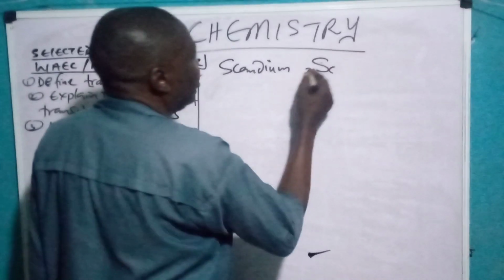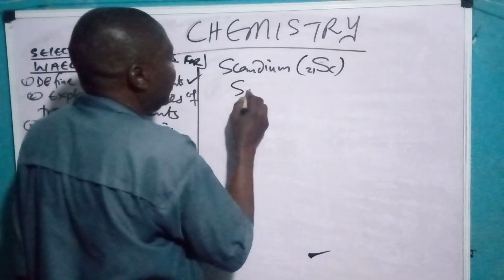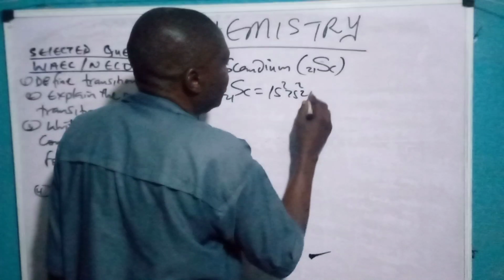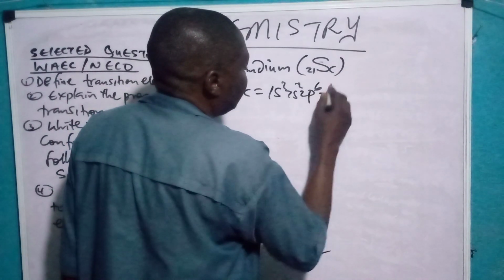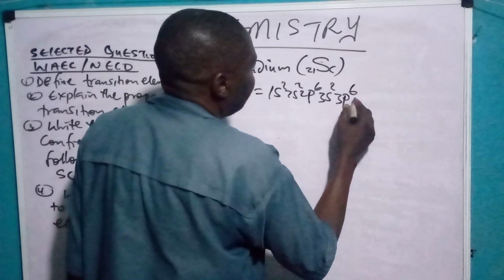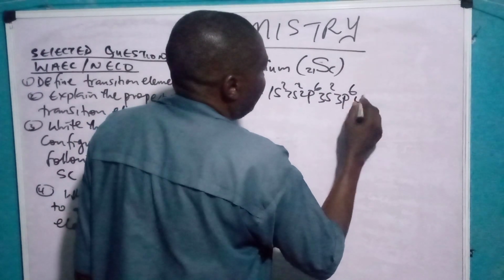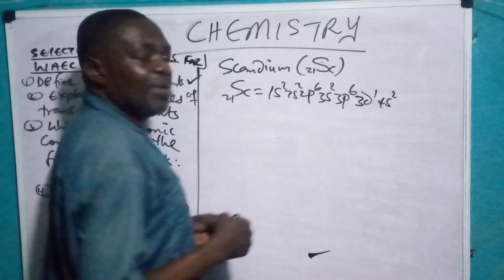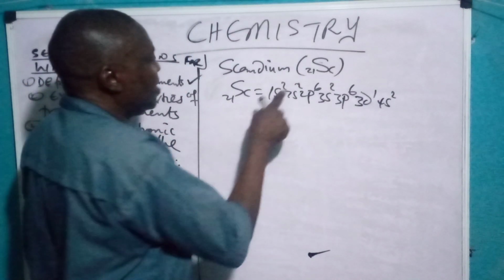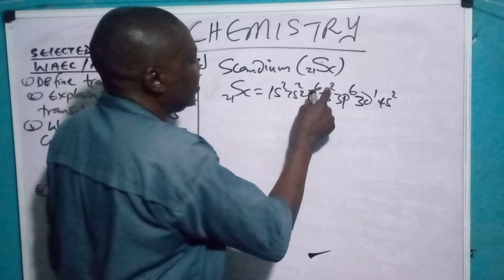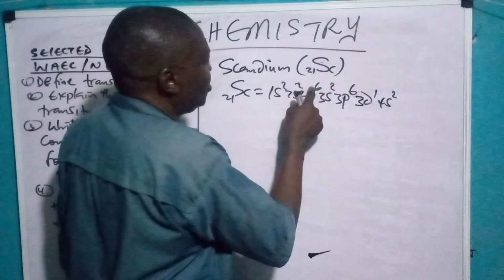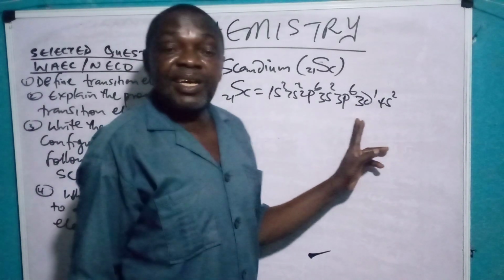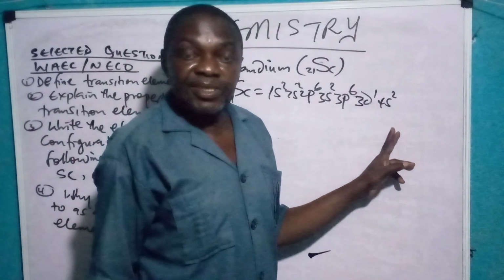Now, I want to write the electronic configuration of scandium. Sc, which is 21, is 1s2, 2s2, 2p6, 3s2, 3p6, 3d1, 4s2. So let's count it. Always count it to ensure that they sum up to 21. 2 plus 2, 4, plus 2, 6, plus 6, 12, 18, 19, 20, 21. So this is the electronic configuration of scandium.